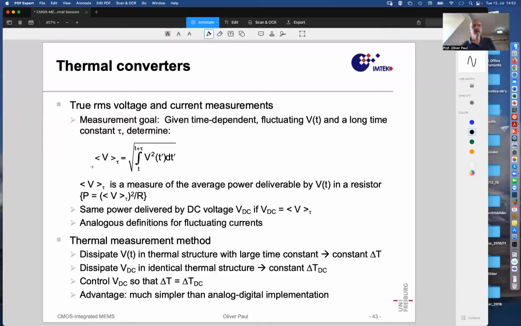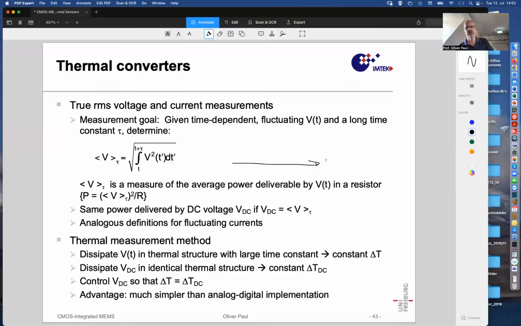So the goal is, given a fluctuating voltage V of t and a sufficiently long time constant, let's just do an average. Actually, this is a moving average, starting at time t, going up to time t plus tau, and then averaging v square of t at these times in this interval.